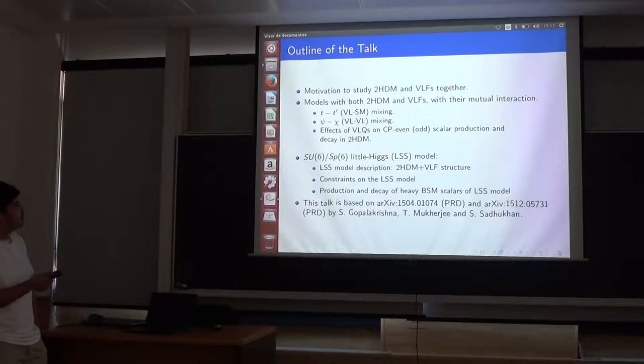And then we go to a particular model where similar kinds of structures are possible. So there is the SU(6)/Sp(6) little Higgs model, where the effective description presents the 2 Higgs doublet model plus vector-like fermion structure that I am going to show. Then constraints, and then full model analysis to extract the features of this 2 Higgs doublet model plus vector-like fermion structure, but in general studying the little Higgs model and the heavy beyond standard model scalars of it and their effects. This talk is based on two works of ours, from last year or two years ago, with my supervisor and collaborator.